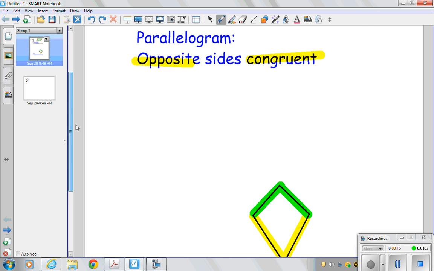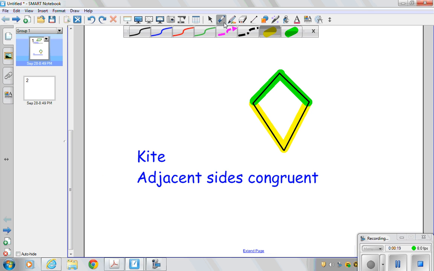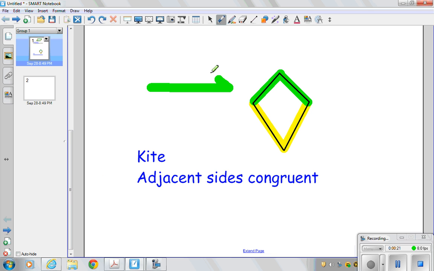And let's say the congruent sides are now not on the opposite anymore, but they are now on the adjacent. Which means the two sides are touching each other or on the exact same side of the shape. And if that's the case, you have a kite. All right, a kite is where you have adjacent sides that are congruent. Okay, now with the kite, there are a couple of rules that you need to pay attention to.